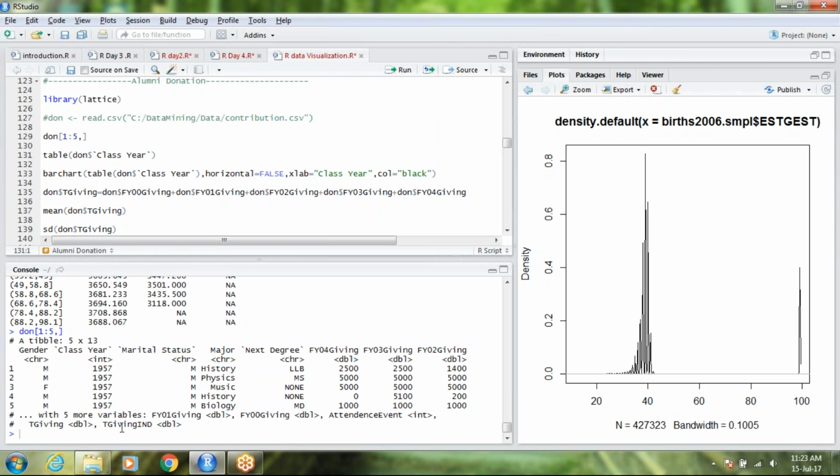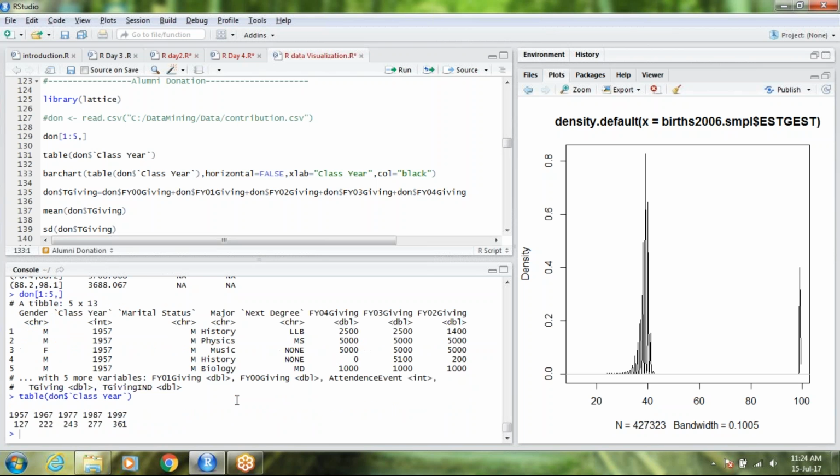So like this, T giving is actually a variable that we will use later on. T giving is actually the total donation that has been made. So it is actually the sum of the donation in fourth year, third year, second year, and so on. So let us work with this data.